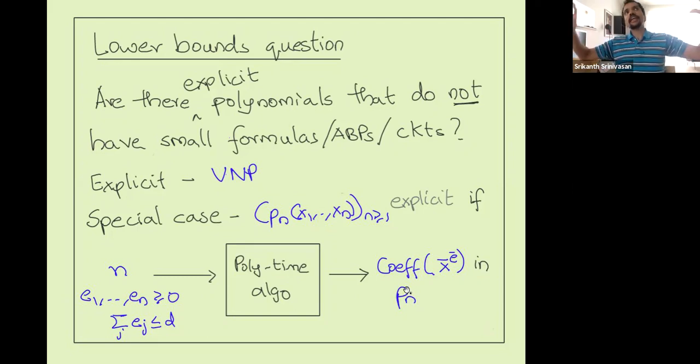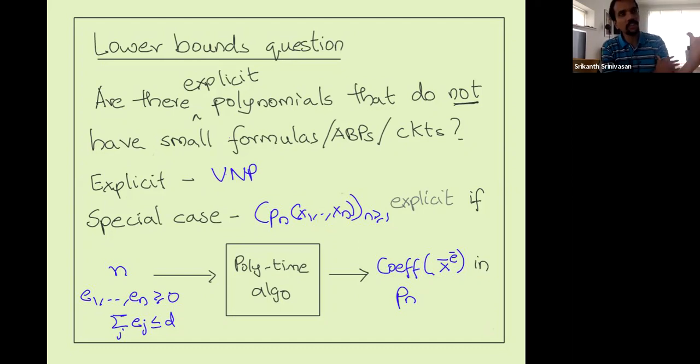Okay, so an example to keep in mind is something like the determinant. I know the determinant is a polynomial of degree n in n squared variables. But the coefficients of the determinant are very nicely described. If I give you a candidate monomial of degree at most n, I can easily tell you what the coefficient of this monomial in the determinant is.